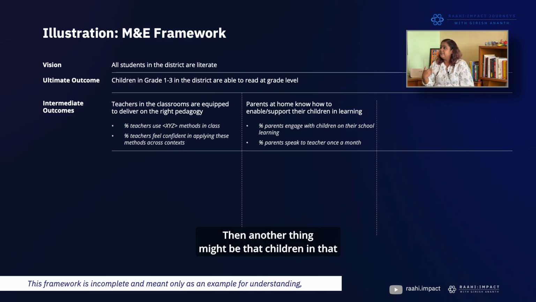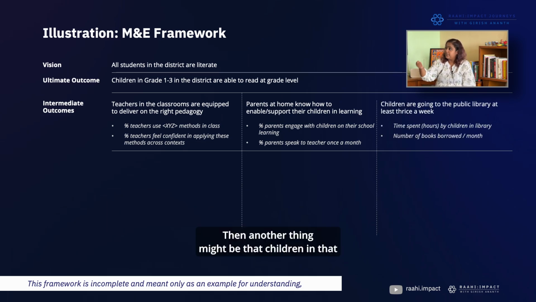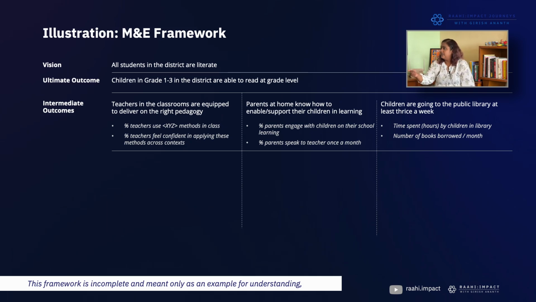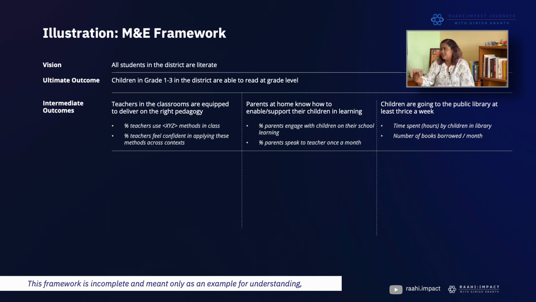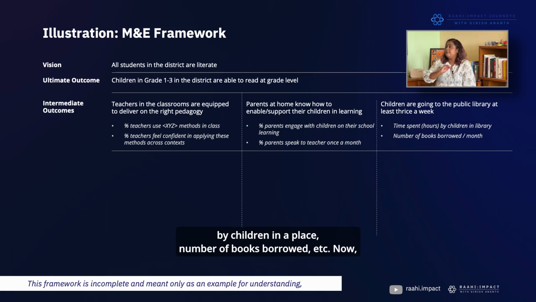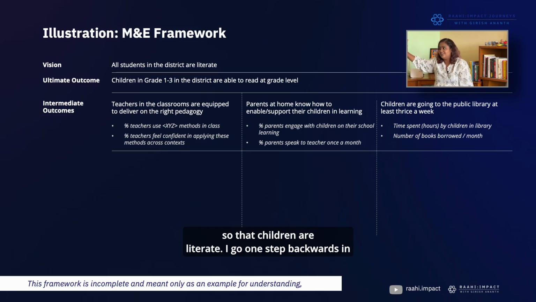Then another thing might be that children in that particular district have access to literacy materials. Right. So that might actually be children are going to a particular public library 3 times a week. Children are using libraries there. So another metric there could be time spent by children in a place, number of books borrowed, etc. Now this is again what needs to be achieved so that children are literate.